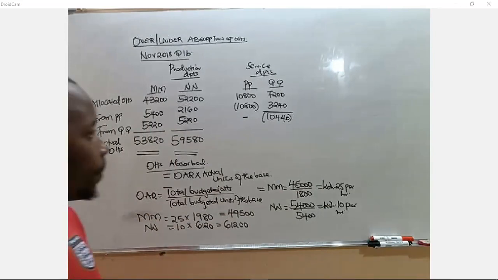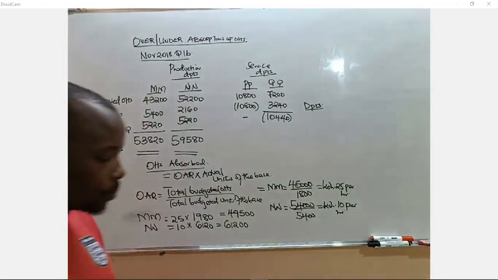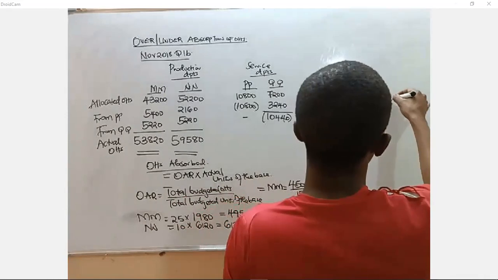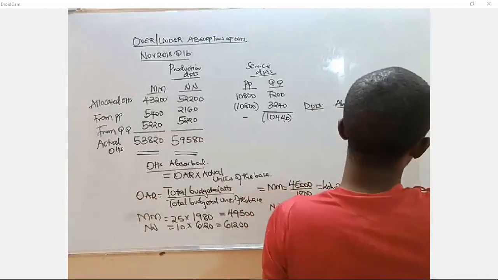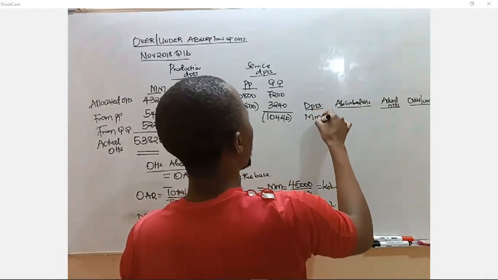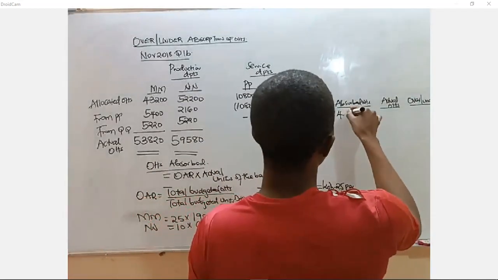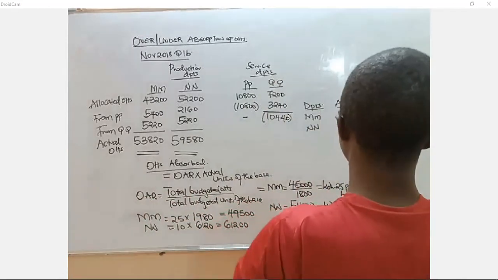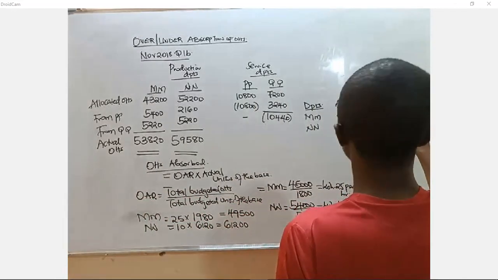Now, to answer the question and tell the examiner, I look at the departments. I take the absorbed overheads and the actual overheads, and then the last thing is the treatment, whether it is over or under. So here we have MM and NN. The overheads absorbed: the first one is 49,500, the second one is 61,200. The actual overheads: the first one is 53,820, and the other one is 59,580.